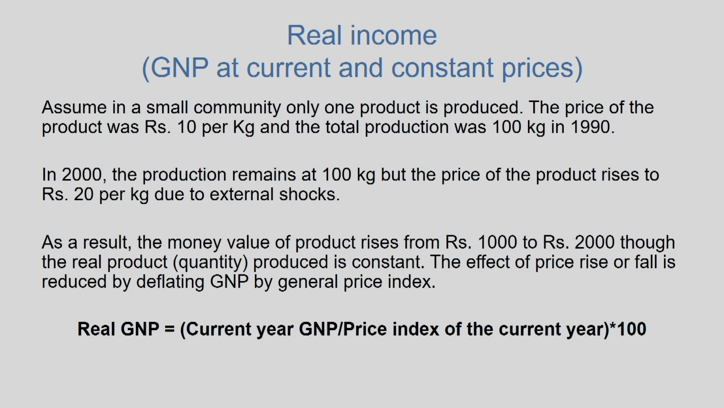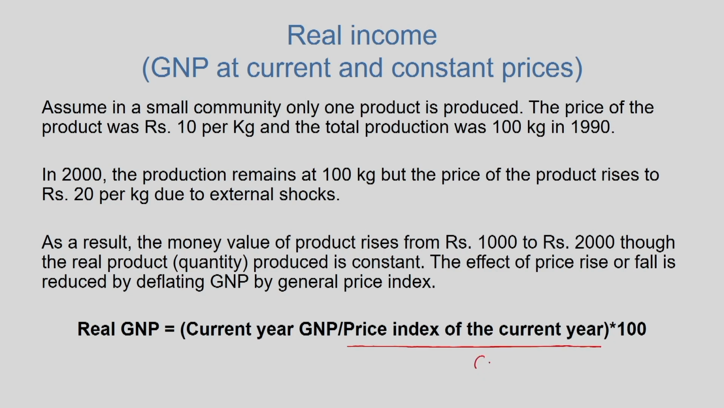As a result, the money value of the product rises from rupees 1000 to rupees 2000, though the real product or quantity produced remains the same. This effect of price rise or fall can be reduced by deflating the GNP by a general price index. As a result, the real GNP may then be defined as current year GNP over price index of the current year multiplied by 100. And there are various kinds of price indices that are used in a country.